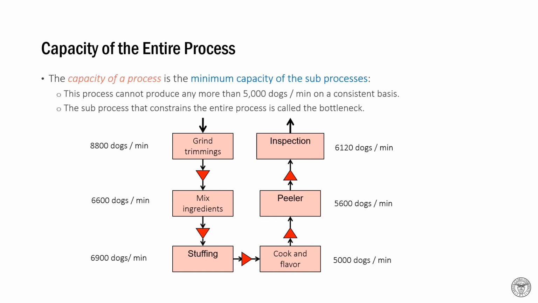This means that the overall process cannot consistently produce more than 5,000 dogs per minute. The sub-process that imposes the maximum constraint on the entire process is referred to as the bottleneck. In this case, the cook and flavor stage acts as the bottleneck. Consequently, the process capacity is limited to 5,000 dogs per minute.